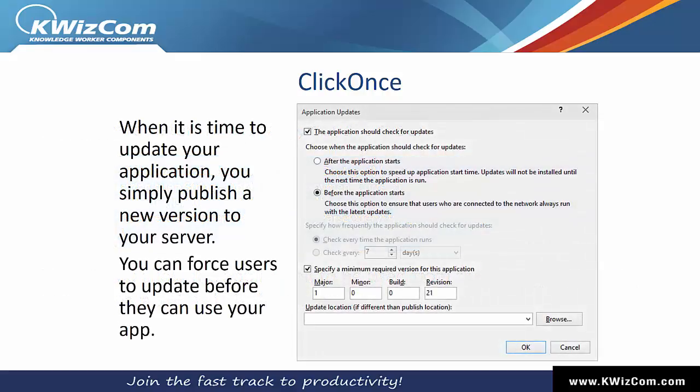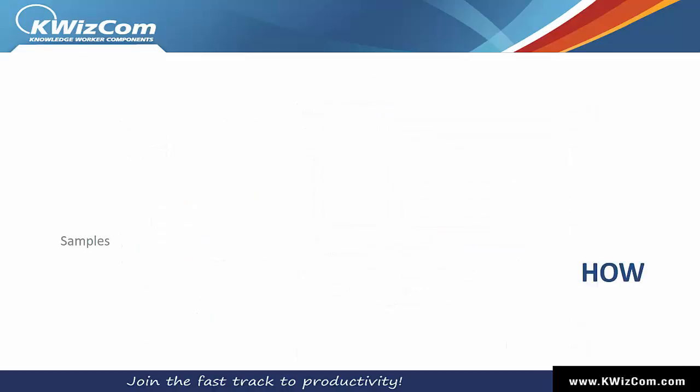And later, when it's time to update your application, remember you can always use the ClickOnce properties for handling updates, when to check for updates, and if the current version you're publishing is mandatory or optional. I'd like to show you a couple of sample ClickOnce applications that we built for SharePoint Online.